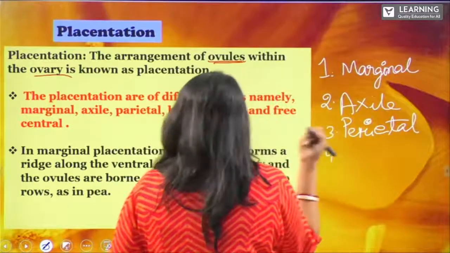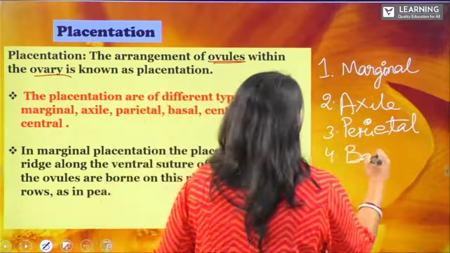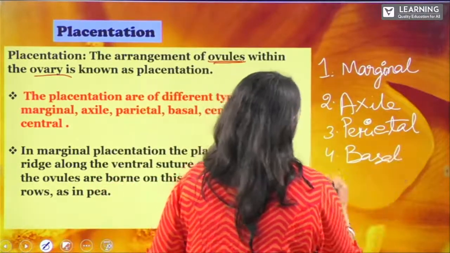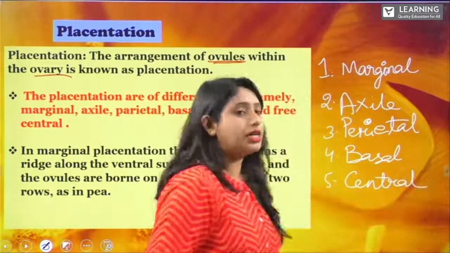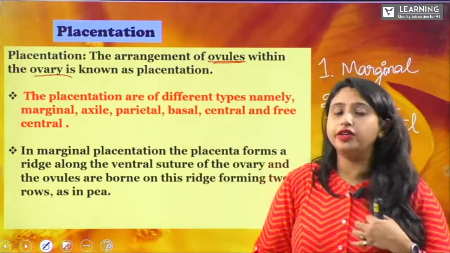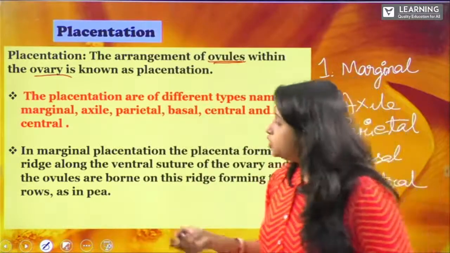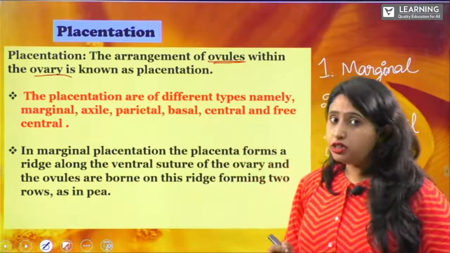Then the fourth one is your basal, and the last one is your central or free. So these are the 5 types of arrangement of placenta. Next, what happens in marginal placentation?